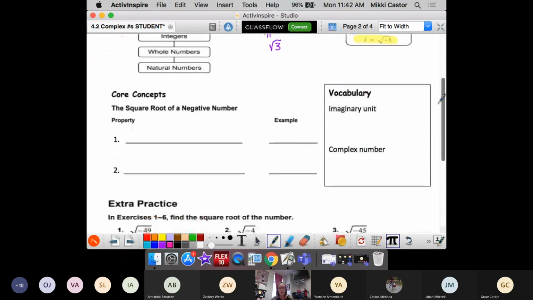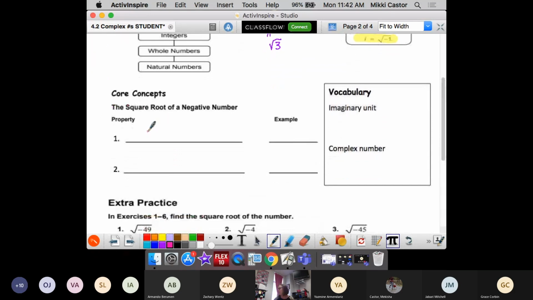Okay, so down here, the core concepts for today: the square root of a negative number. There's two properties that we're going to look at. One says if r is a positive real number, then the square root of -r is equal to i times the square root of r.